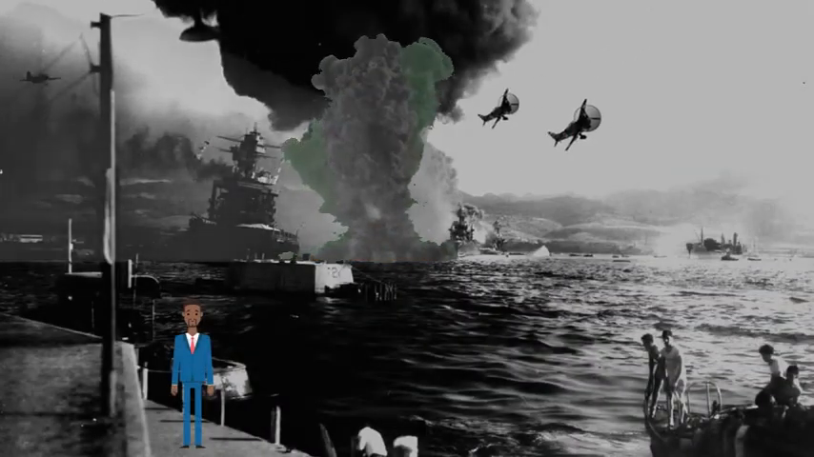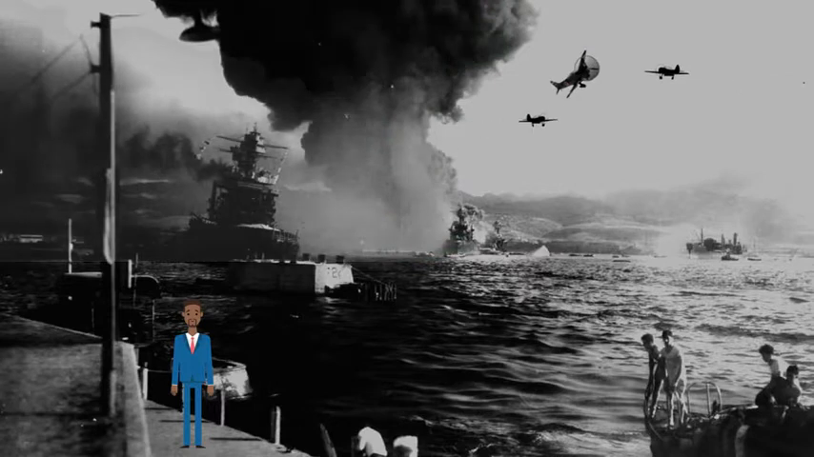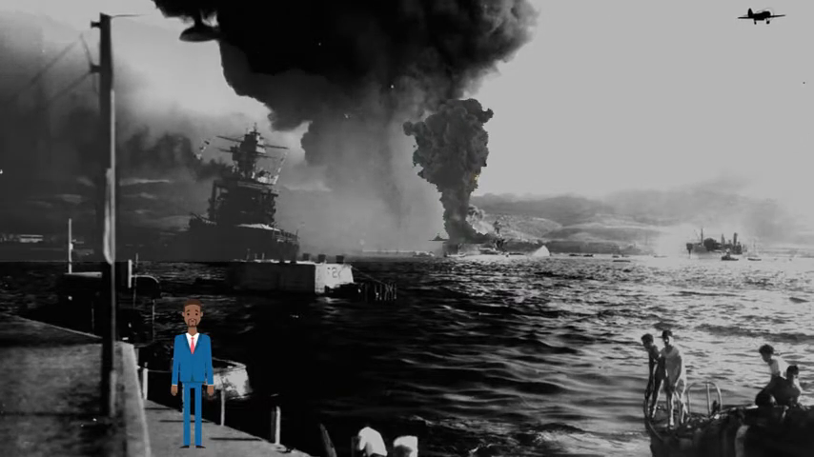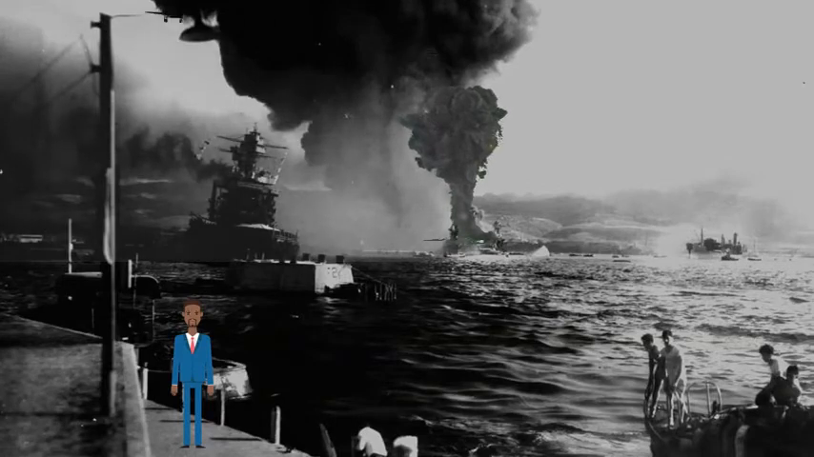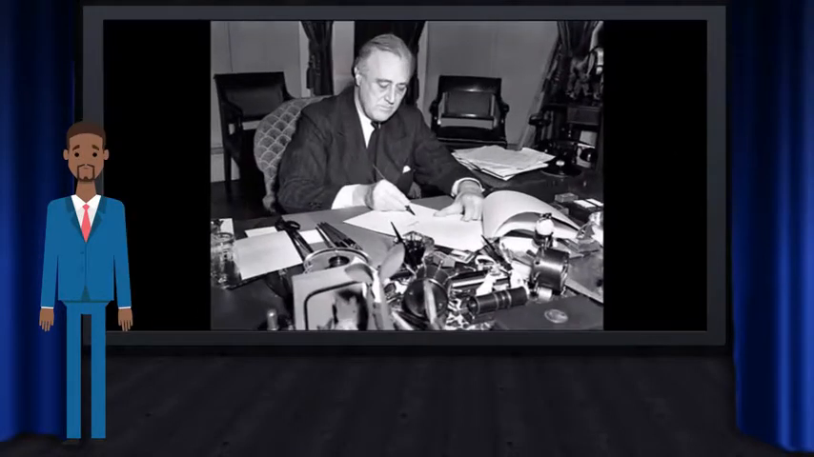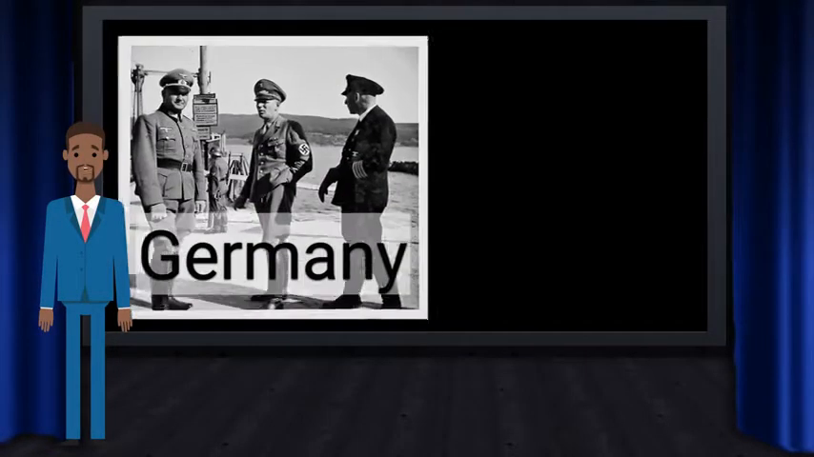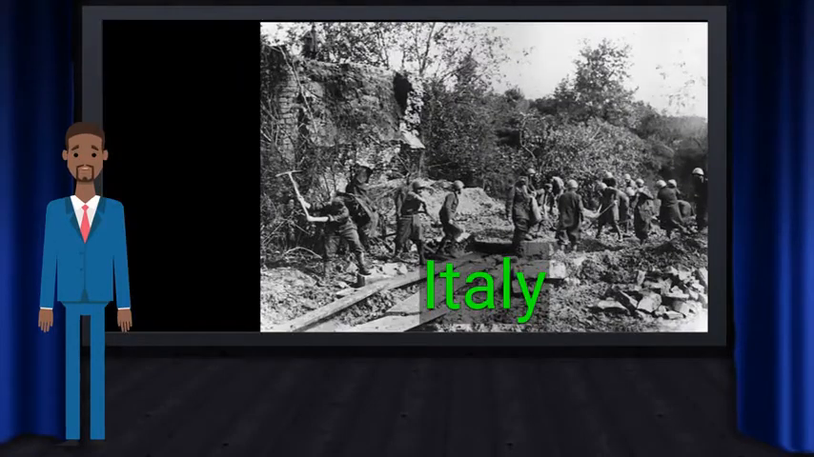Then on December 7, 1941, Japan launched a surprise attack on America's naval fleet that was in Pearl Harbor, Hawaii. President Roosevelt called December 7, 1941 a day that would live in infamy. He meant that this day would always be remembered for how terrible it was. The attack killed over 2,400 Americans. In a passionate speech, President Roosevelt asked Congress to declare war against Japan. This caused the United States to enter World War II to fight Germany, Italy, and Japan.